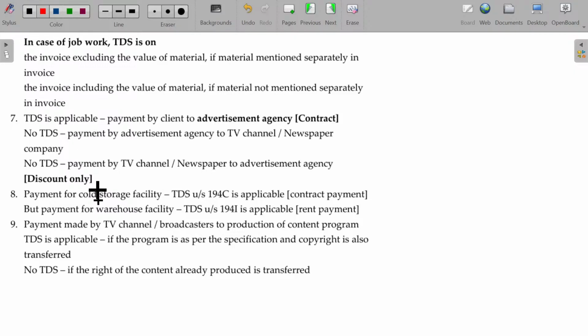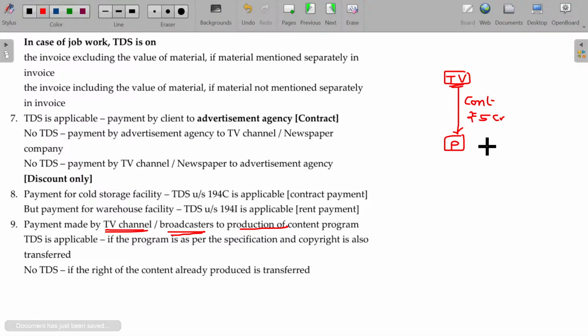Then finally, payment made by a TV channel or broadcaster to a production company for content programs. Say a TV channel and a production company. The TV channel gives the content brief and the compensation. Probably I will pay you, say, 5 crores. You have to prepare content as per my request. So this production company prepares as per the TV company's requirement and sells that entire content produced. Then here TDS is applicable.